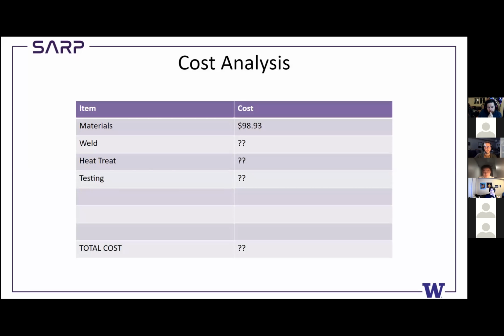The next one, cost analysis, materials, 100 bucks. Weld, I don't know. Heat treat, I also don't know. And testing would probably be free, but I don't know. We'd have to contact people for weld and heat treat, and since we're not even close to that, we haven't bothered to do it. But it usually fits within our budget just fine, so I'm not terribly concerned with it.